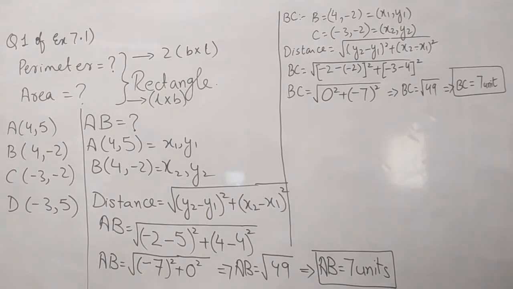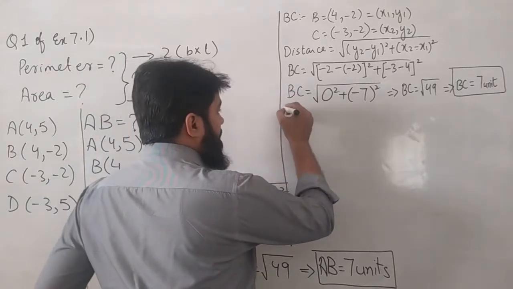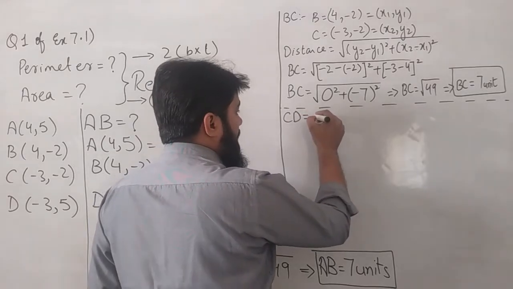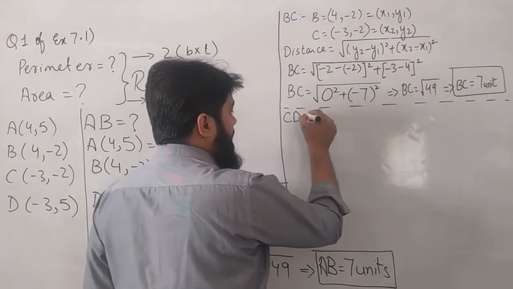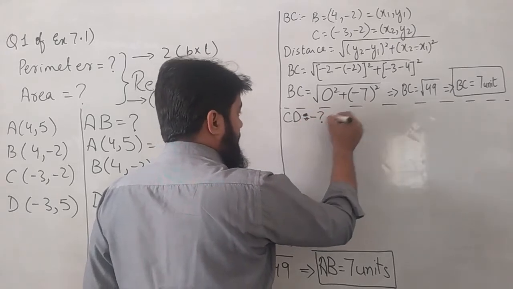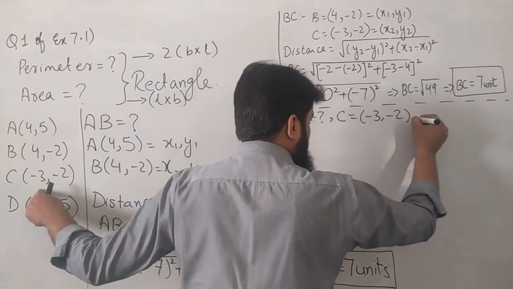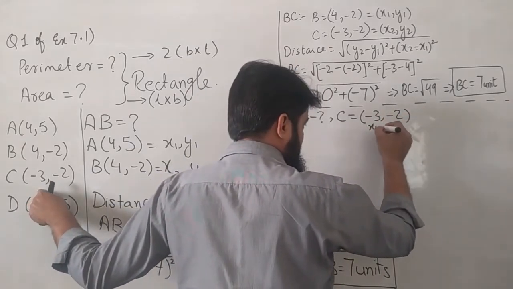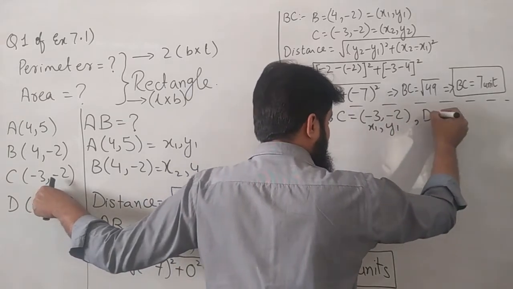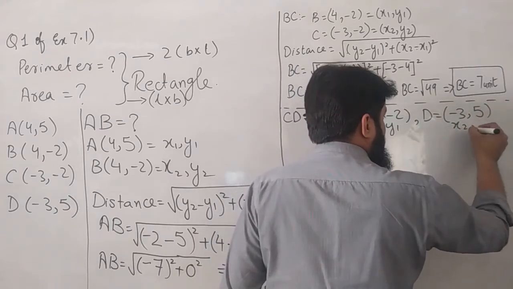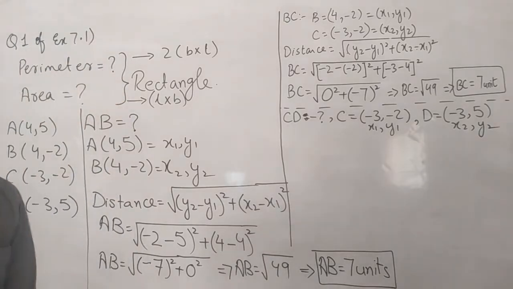Now I am going for CD. Okay, I am going for CD. So CD equals under root, I have to find. Okay, the value of C is given to us as minus 3 comma minus 2. That will be taken as x1 comma y1, and B is given to us as minus 3 comma 5, that is x2 comma y2. That is given like this.